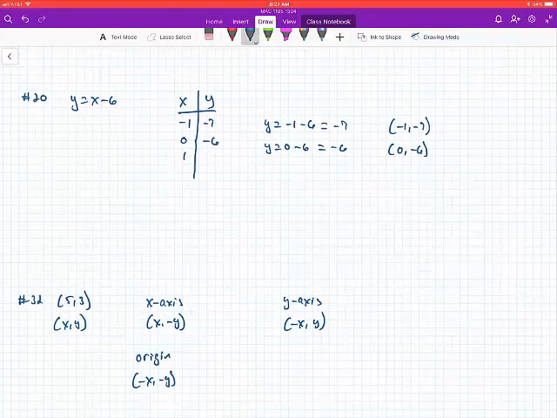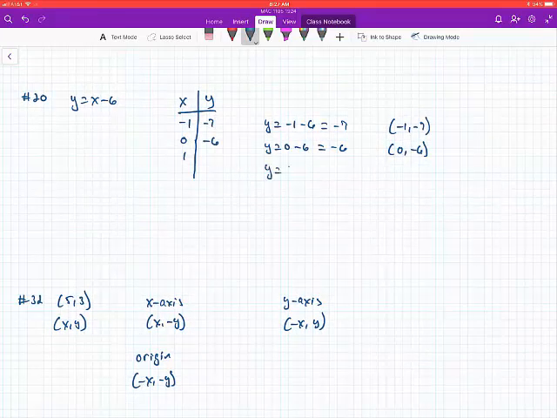And then what happens when x is equal to 1? So we get y is equal to 1 minus 6, which is negative 5. So we get 1, negative 5 as the third point.